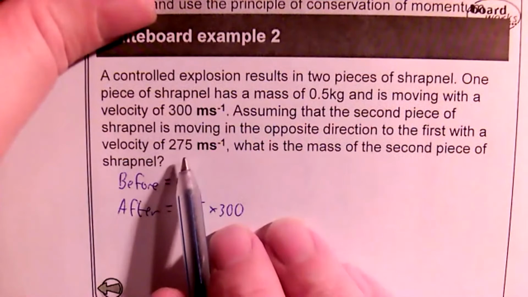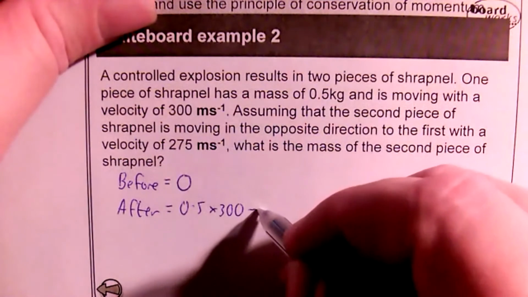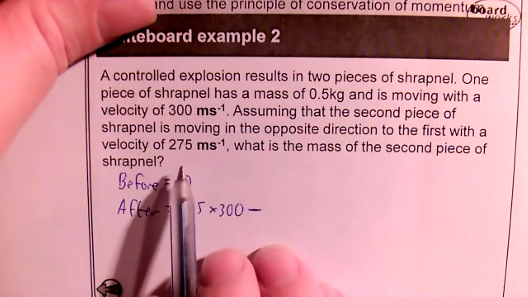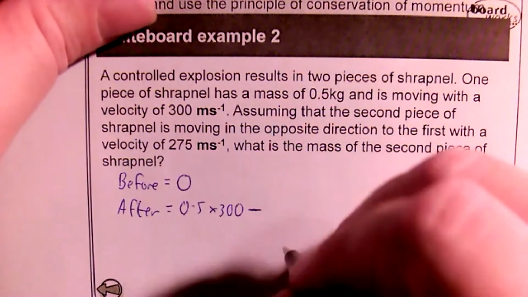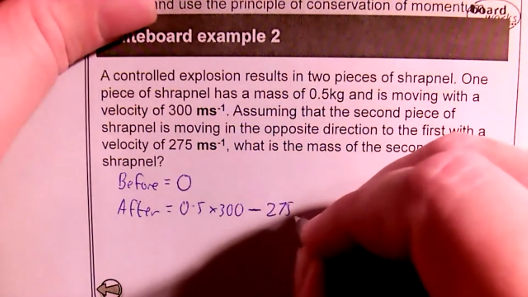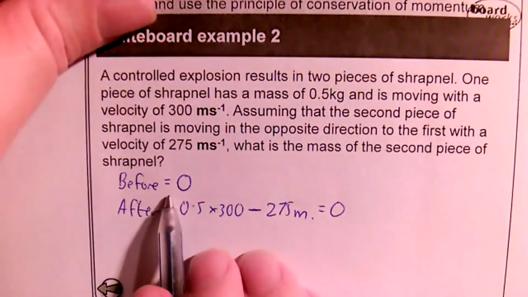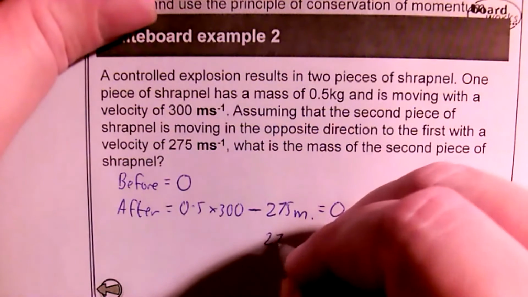Now this part is moving in the opposite direction, so I'm going to define that by showing it's got a negative momentum. So it's 275 times the mass, whatever that is, and that's equal to 0, because the momentum before is the same as the momentum afterwards. So this is just yet another basic equation.